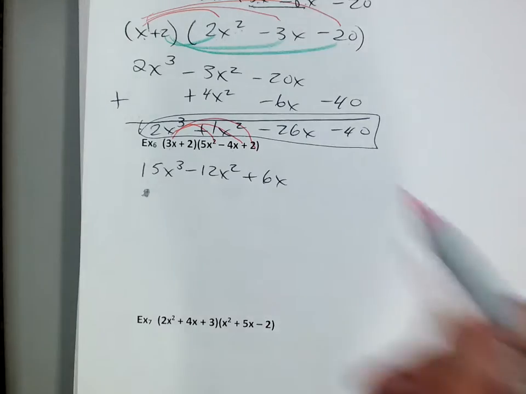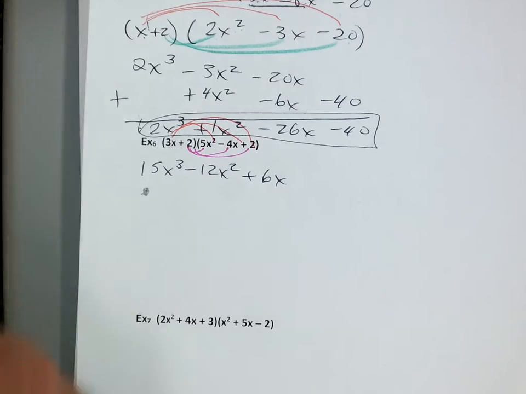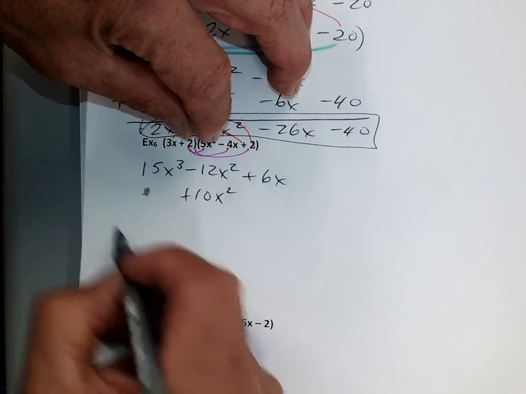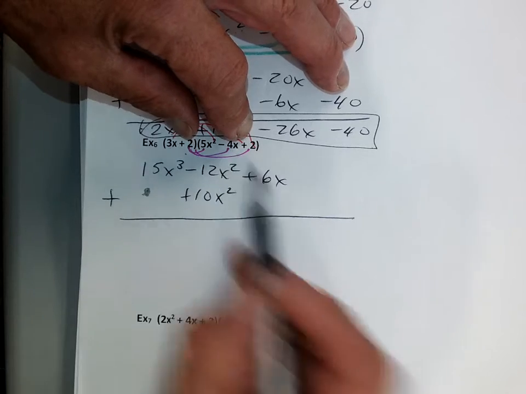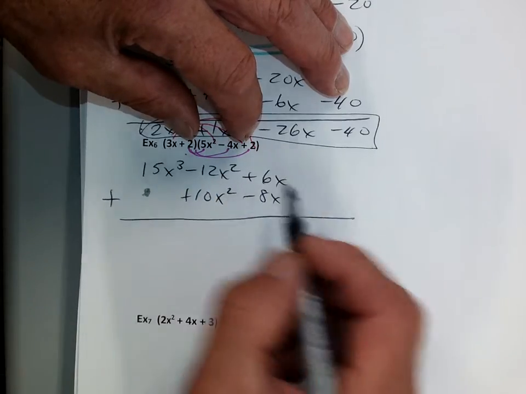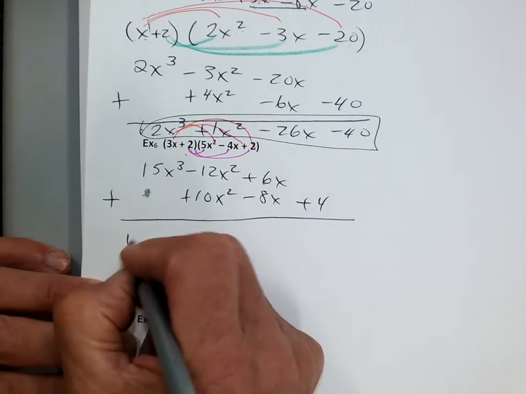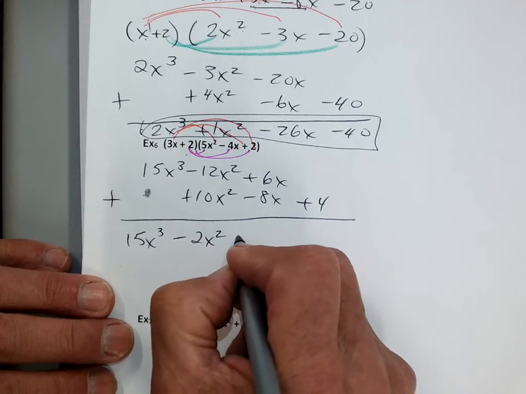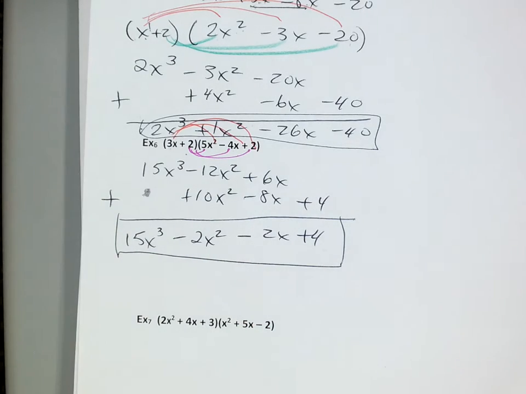I'll multiply my 2 to all 3 of these terms. 2 times 5x squared is a positive 10x squared, and I'll put it right there because I like to line them up because I'm going to eventually add them. 2 times a negative 4x makes a negative 8x. I'll put it right there. Line them up. And then 2 times 2 is 4, and I'll put the 4 here. So when I add straight down, everything's lined up. Okay, you ready? 15x cubed minus 2x squared minus 2x plus 4. That is my answer. It's a big answer.